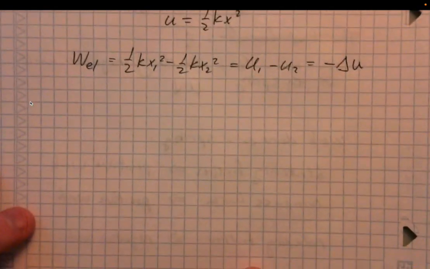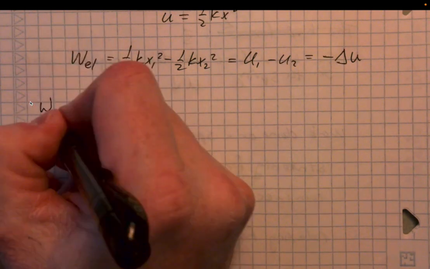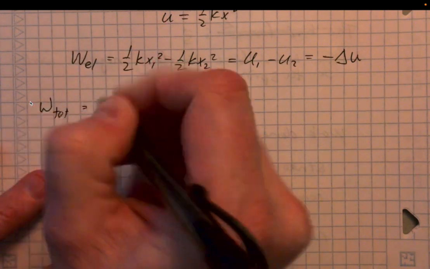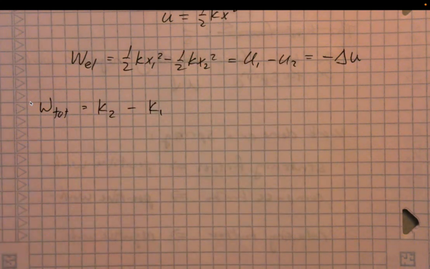Okay. So now remember what the work energy theorem says. The total work done is equal to the change in the kinetic energy, so K2 minus K1. This is the work energy theorem, and this is regardless of the forces acting on the body. Whether it be elastic forces or gravitational forces, this is the work energy theorem, right?